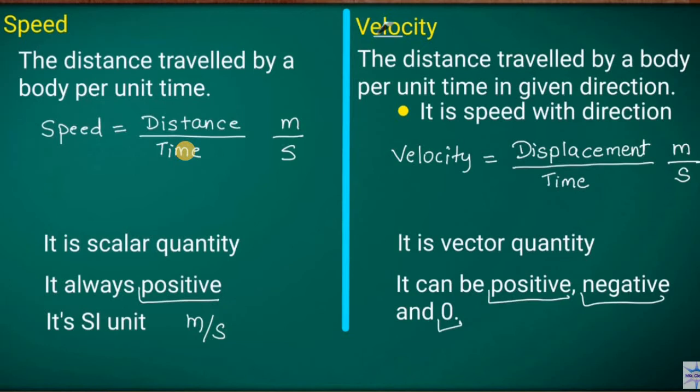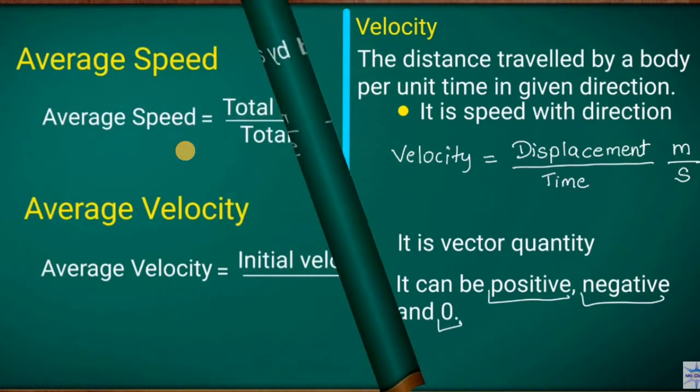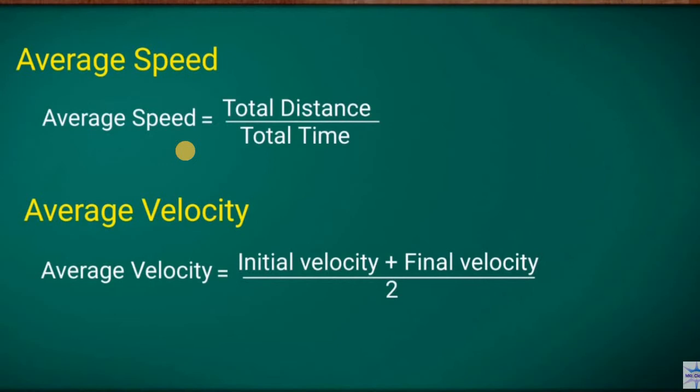And the SI unit of velocity is meter per second. Here, the SI unit of speed and velocity is the same, but the difference is only of direction. Speed does not require direction, while velocity requires direction. Speed is always positive, whereas velocity can be positive, negative, or zero.